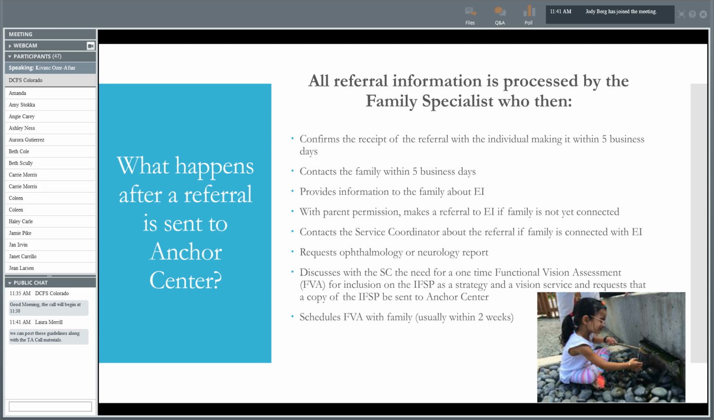gatekeepers and letting the family know what's going to happen and how the functional vision assessment will inform our teachers about the child's vision. It is going to be totally play-based, and we just would like to let the family know it's going to be a very welcoming environment and the resources are going to be available for the family. Then after all this discussion with the family and the receipt of the eye report, I would schedule the functional vision assessment with the family, usually within 2 weeks.